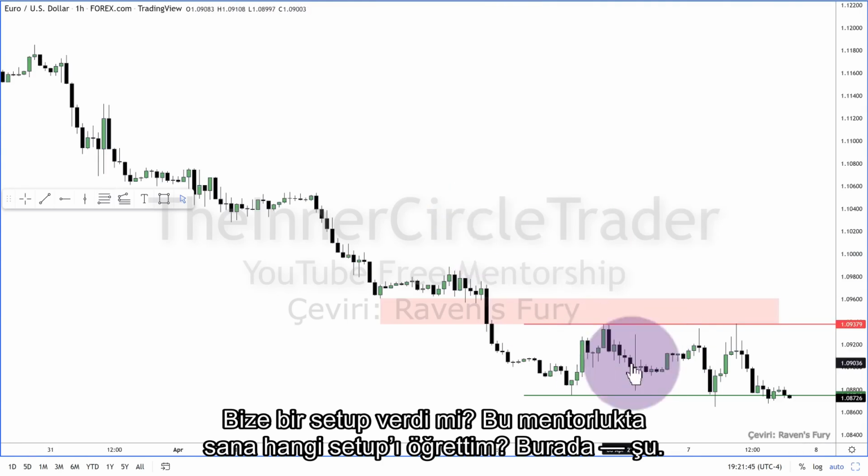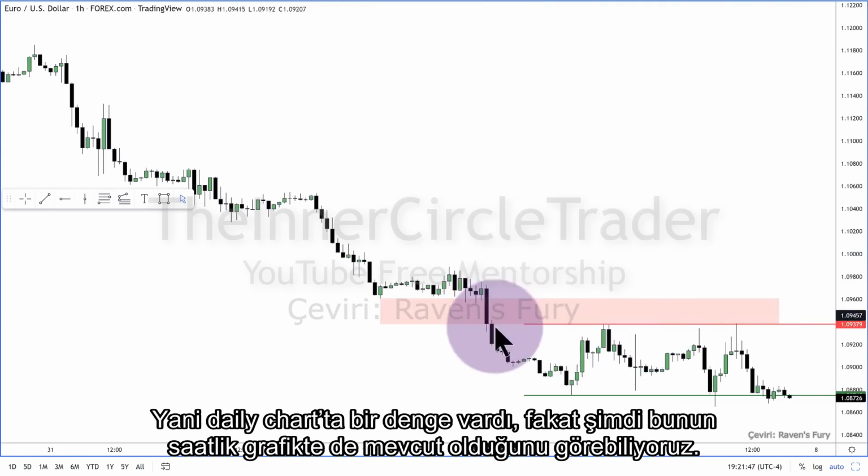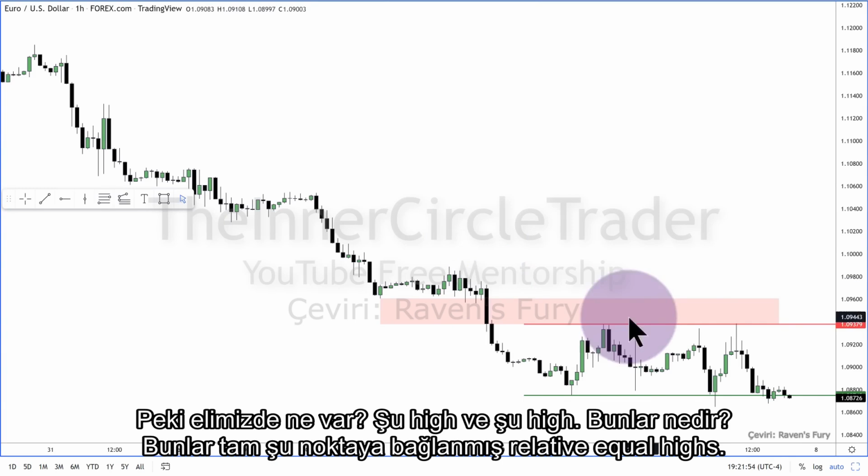So in here, it's this imbalance on the daily chart, but now we can see it also exists in the hourly as well. So we have what? This high and this high. What are they? They're relative equal highs, anchored to that point right there.